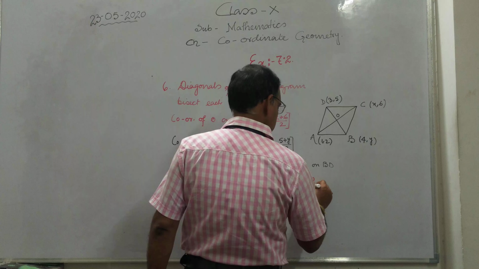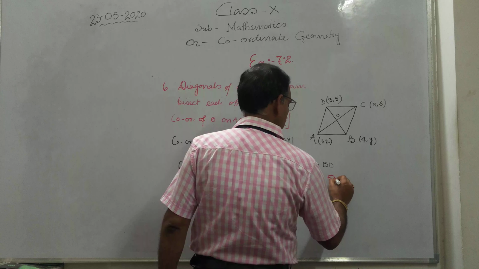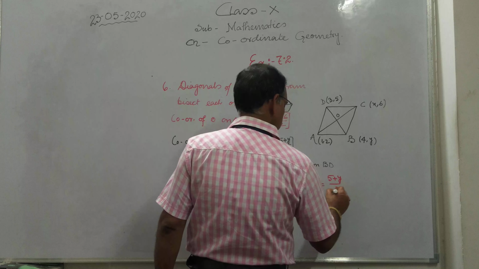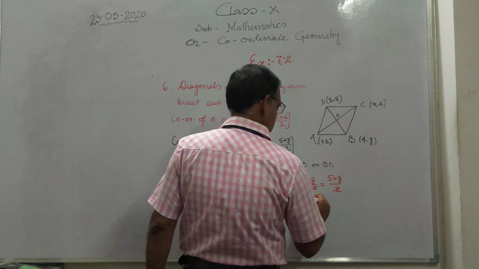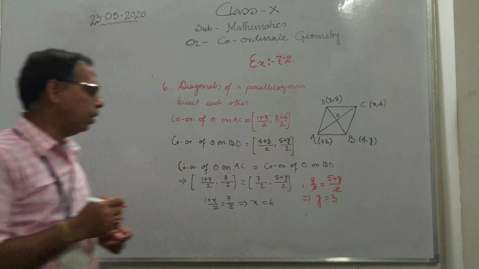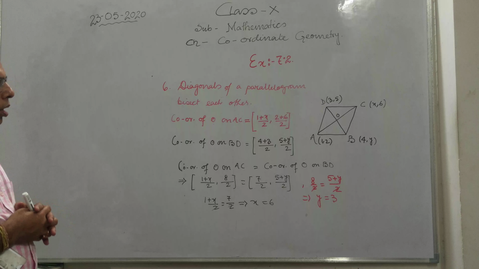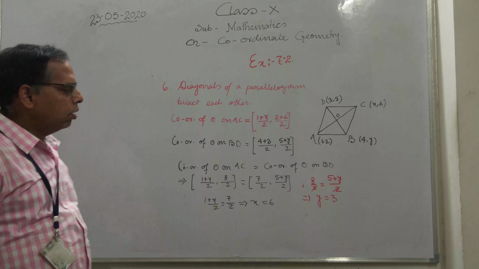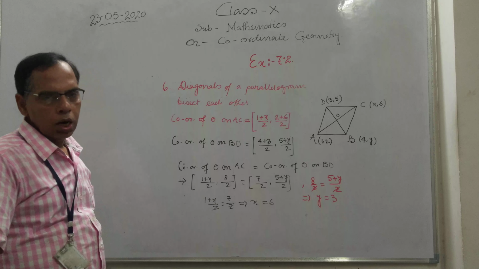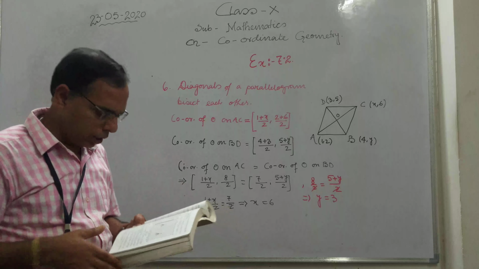8 by 2 equal to 5 plus y divided by 2. 2 cancel. So y equal to 3. Therefore, what are the values of x and y? Values of x and y are 6, 3. Okay? Now next one, let's see.